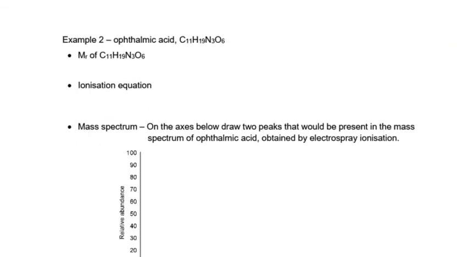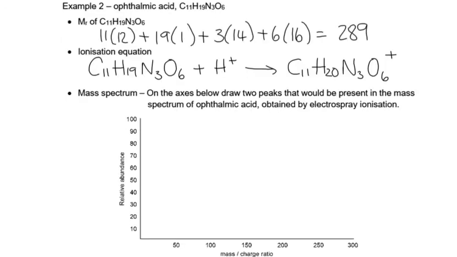Okay, so this is one more example for you to have a go at. See if you can work out what this might look like. So have a go yourself, see if you can work it out. So we should have added up the MR, 289, 11 carbons, 19 hydrogens, 3 nitrogens and 6 oxygens. And because we're doing electrospray, we're adding a proton through the tip of that hypodermic needle. We're adding a proton and we're going up to 20 hydrogens.